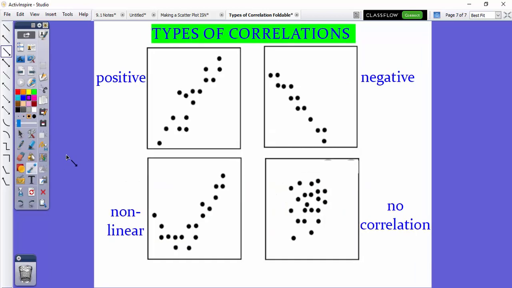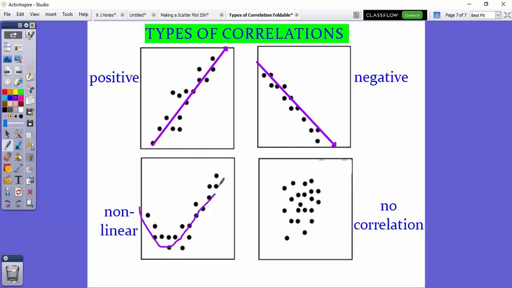So just a quick recap for you. Positive correlations go upwards to the right. Negative correlations go downwards to the right. Nonlinear have some sort of curved pattern, and no correlation are scattered all over.